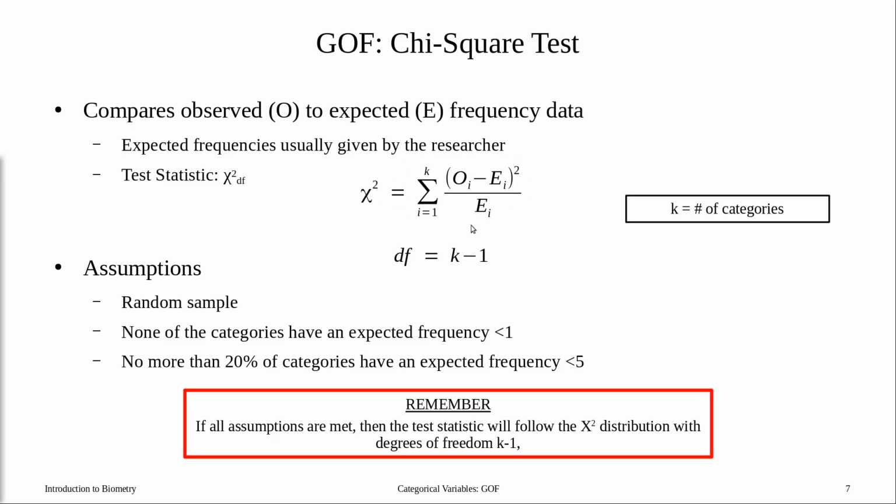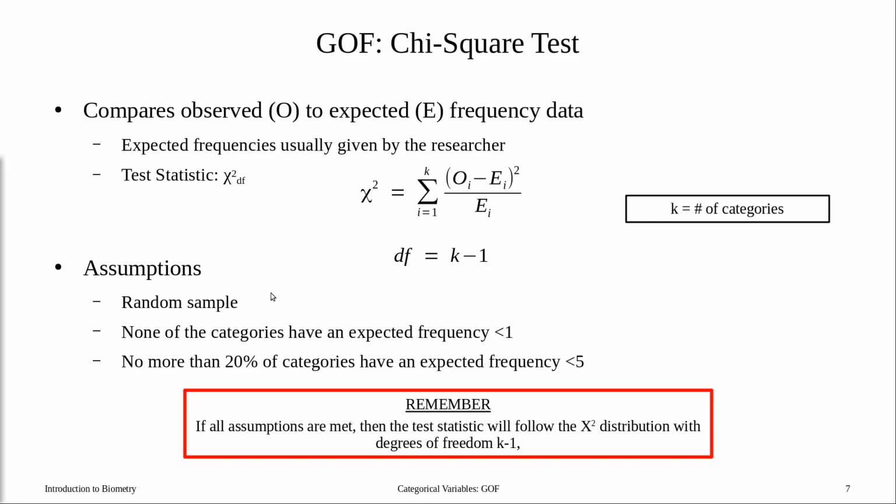In Excel, we normally set up a column of observed, a column of expected, and then we go stepwise to get a column of these values, and then we add it up to get our chi-square. We're not going to do it in Excel. I'm going to show you how to do it in R.